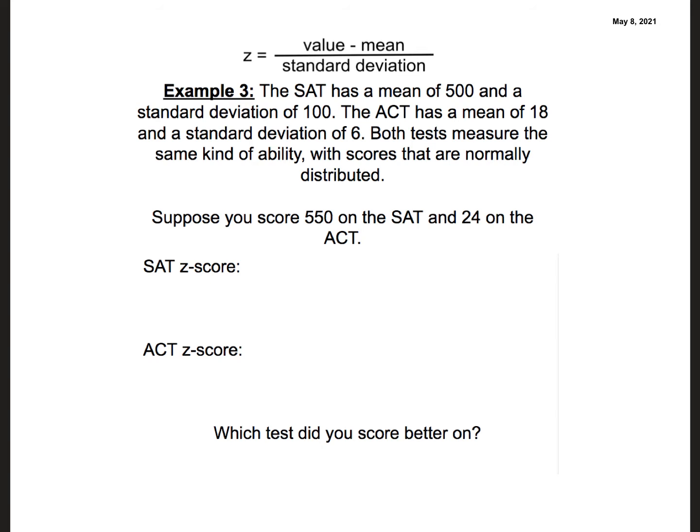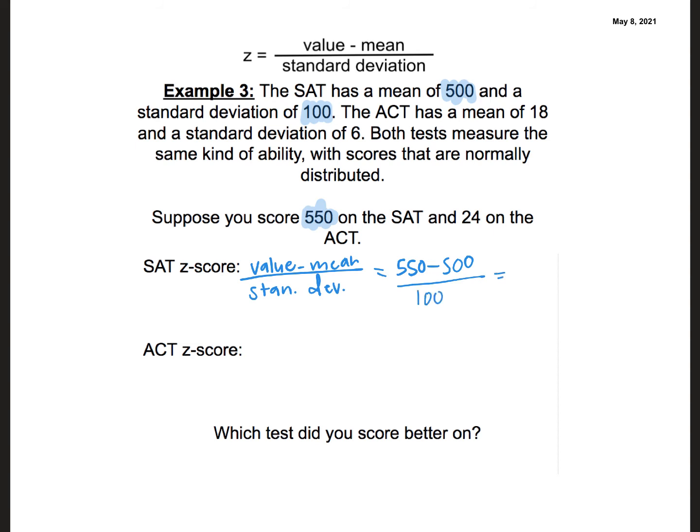Let's start with the SAT. For the SAT, we scored 550. They also tell us that the SAT has a mean of 500 and a standard deviation of 100. Remember, for our z-score, we're going to do our value minus the mean divided by the standard deviation. I'm going to abbreviate that because I'm lazy. So the value is your score. We got 550. We're going to subtract from that the mean, which is 500, and then we'll divide by our standard deviation, which is 100.